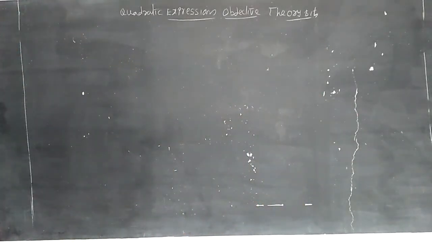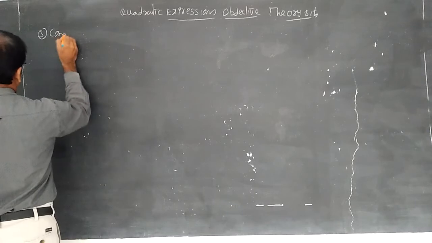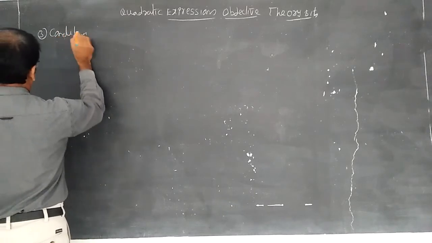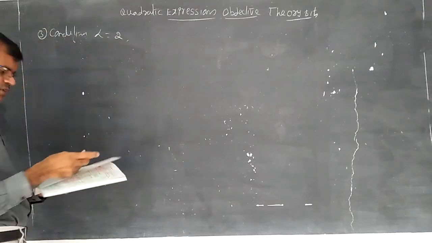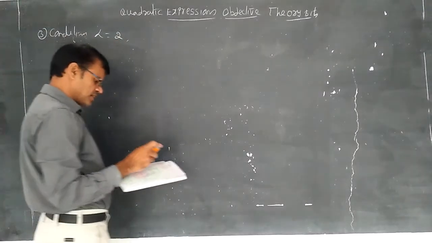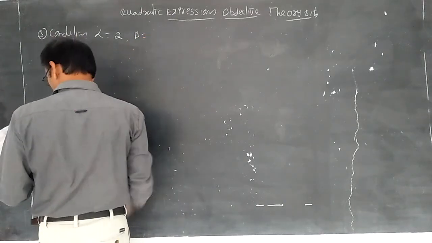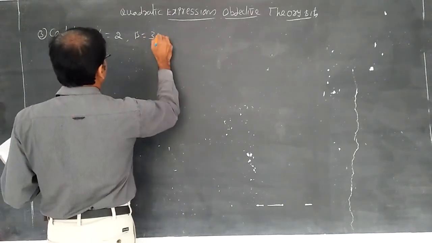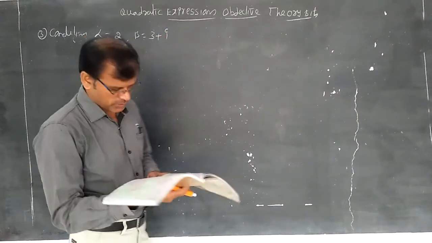Third question: if one root of a quadratic equation is real and the other is imaginary, then the coefficients are under what condition? One root, alpha, is real. Simply we can put 2 as an example. And the other root is imaginary, so imaginary is what? 5 plus i. Anything we can take in imaginary form.